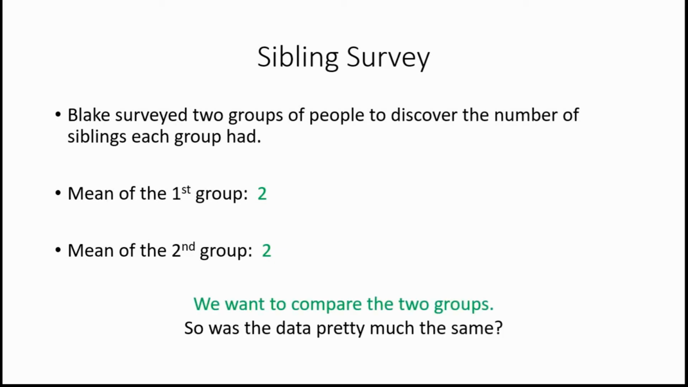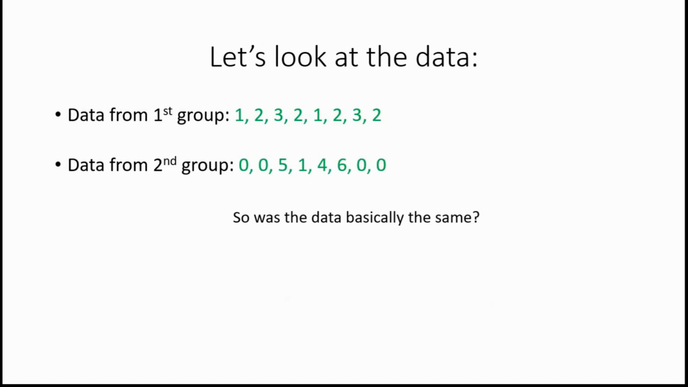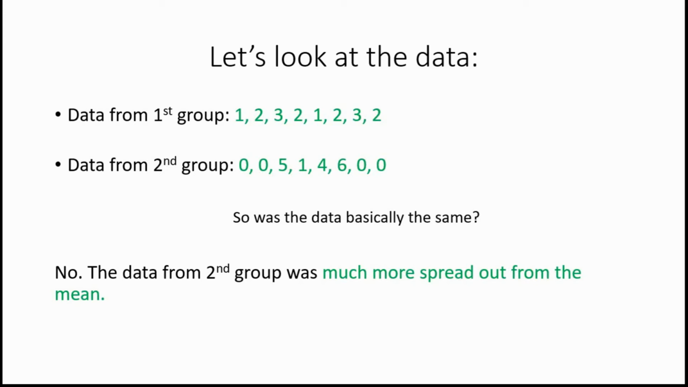Now, our goal is to compare the two groups. So given this information, do we feel like the data was pretty much the same, or do we feel like we need a little bit more information to make that decision? Right. So we're going to need to look at the data to be able to make that judgment. So if the data from the first group is presented and the data from the second group is presented, I have these two sets of data and they're looking pretty different to me. So even though they have the same mean, the data is much more spread out on the second group.